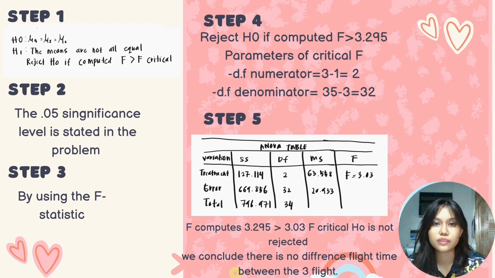For step 5, using the ANOVA table, we can conclude that F computed 3.295 is greater than 3.03 critical, H0 is not rejected. We can conclude that there is no difference in flight time between the three airlines.